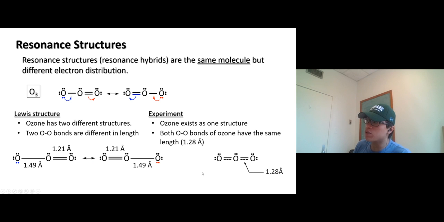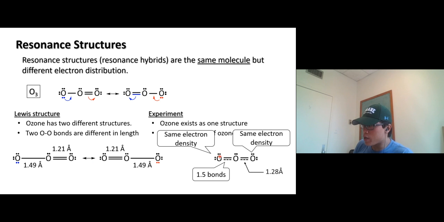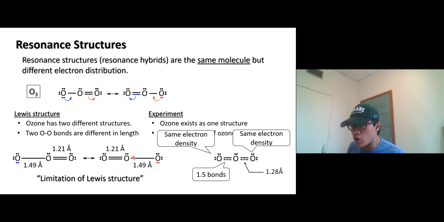So ozone actually has 1.5 bonds, and these two oxygens on ozone have the same electron density. If you look at the Lewis structure, it suggests that one of them has higher electron density than the other. So three lone pairs and two lone pairs. In the other structure, 3 lone pairs on the right, 2 lone pairs on the left, different electron density. So what's going on here? Well, we have to believe what we find out, right? This is the limitation of the Lewis structure. The Lewis structure sometimes cannot represent the real structure of ozone.